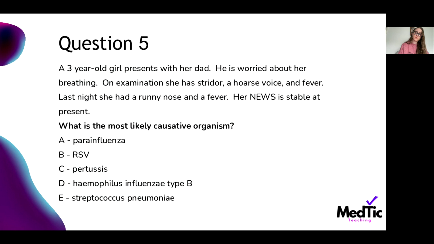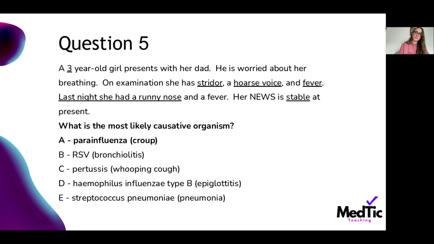So someone has suggested A, parainfluenza. Someone else has suggested D, Haemophilus. And someone else has suggested A. Okay, so we've got a 50% split between A and D, which is good because I'm about to go into the differences between the conditions. So if we just click next.